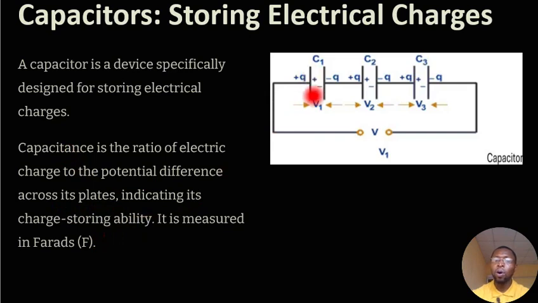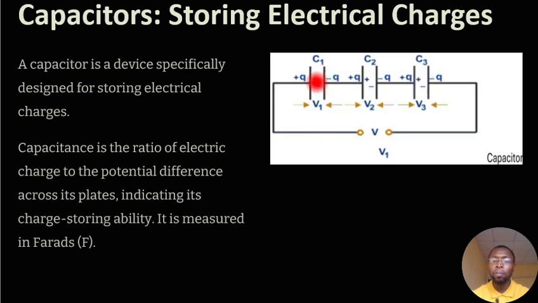This is a symbol of a capacitor. It has two parallel plates. This is capacitor 1, C1. So it has two parallel plates, positive and negative plates. This is another capacitor, positive and negative plates, capacitor C2. And this is another capacitor, positive and negative plates. Sometimes we call this plate electrode.